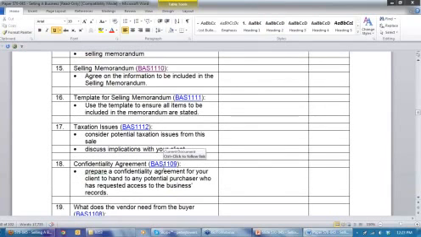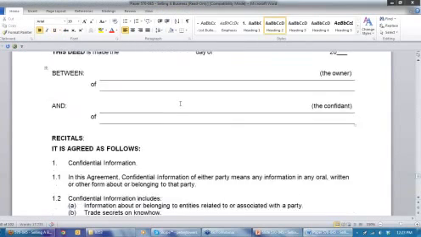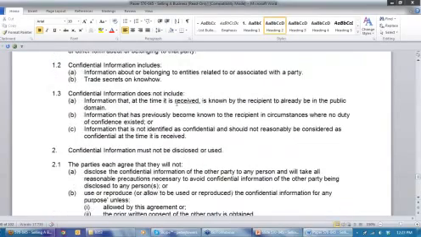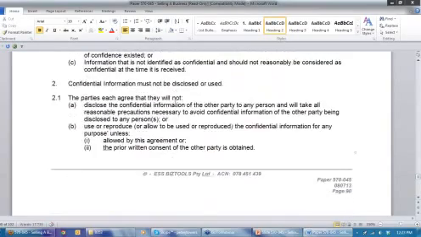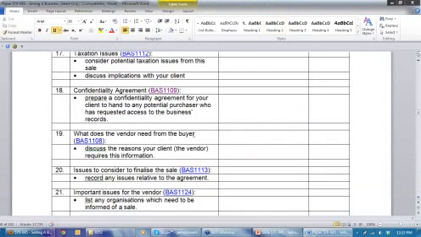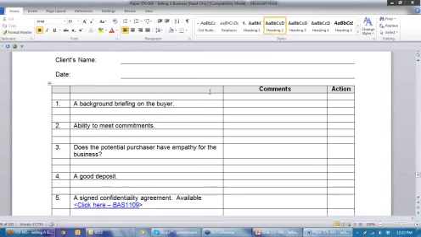We have a confidentiality agreement included in the system, which should be drafted by your client's solicitors, but to give them an idea of the sort of things that might be covered, we've included a confidentiality agreement. We think it's important that the vendor does think about what he needs from the buyer, because, as I indicated just a moment ago, your client may have to supply vendor finance.